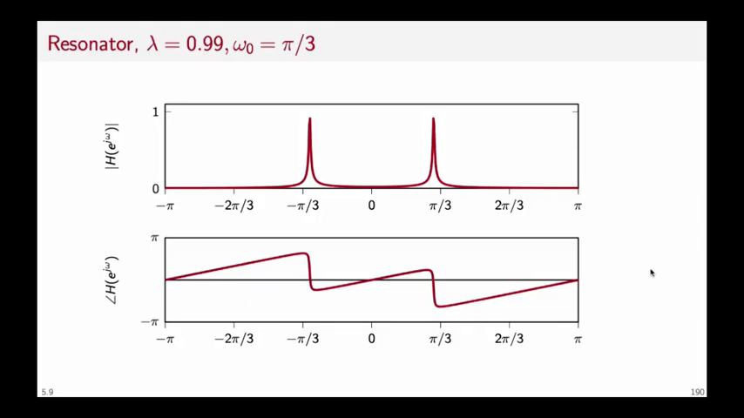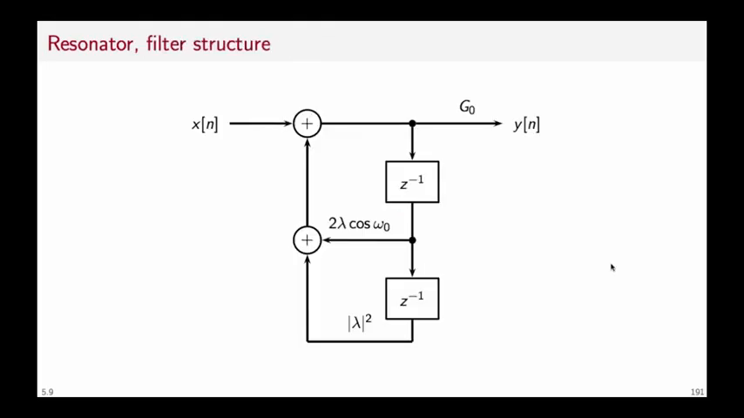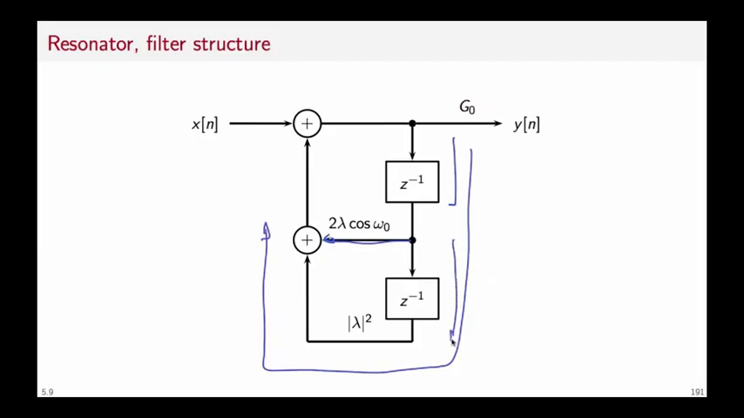And indeed, if we choose lambda equal to 0.99 for the same frequency of omega 0 equal to pi over 3, we obtain two peaks that are much more narrow and centered around the frequency of interest. As for the filter structure, this time we have two delays. It's a simple feedback loop once again, but a second-order feedback loop in which the input is first delayed by the first delay and then piped back via the factor 2 lambda cosine of omega 0, and then delayed again and piped back via the factor magnitude of lambda squared.